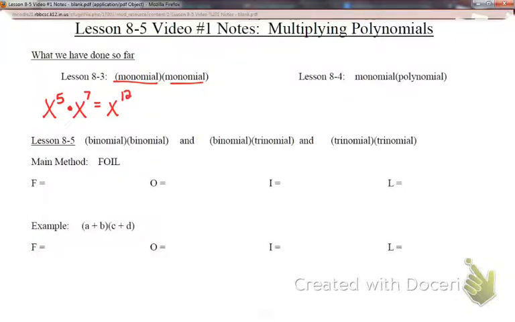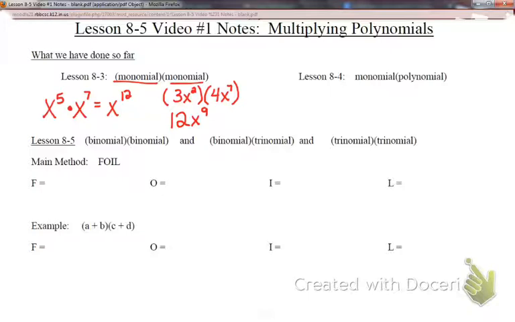Another example of what you encountered in lesson 8.3 is if I have 3x squared and I want to take that times 4x to the 7th. Those are both monomials, and you learned how to multiply those together. You multiply the coefficients, and that gives you 12. And then with the powers, the x squared and the x to the 7th, since they have the same base, you just add the exponents, so the final answer would be 12x to the 9th. So those are just a couple examples of what you did in lesson 8.3.